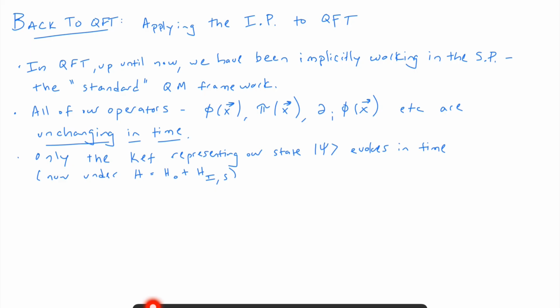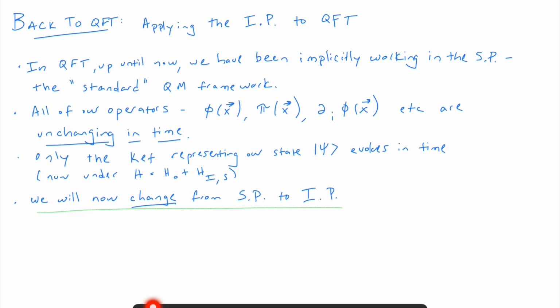And so far, the way we expressed it before, only the ket representing our state evolved in time, according to the full Schrödinger equation using H equals H₀ plus H_I comma S, and the perturbation part right now is still expressed in the Schrödinger picture.